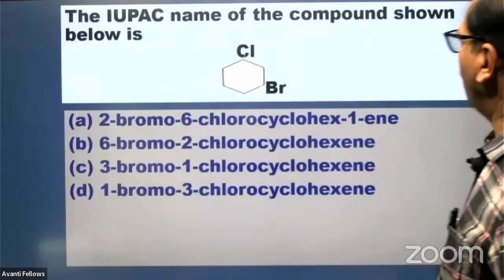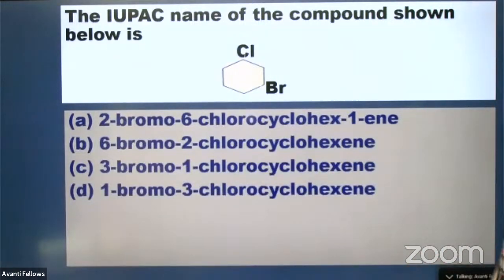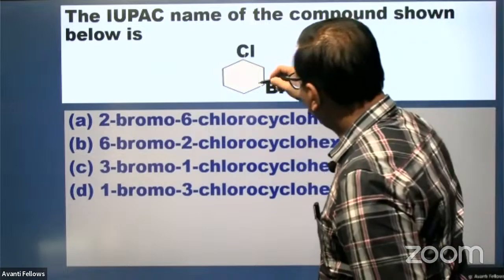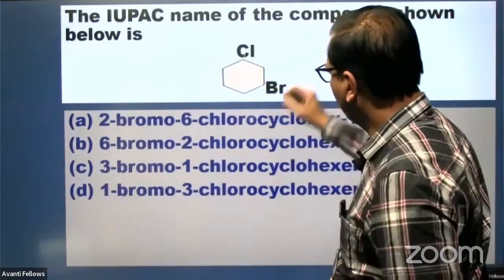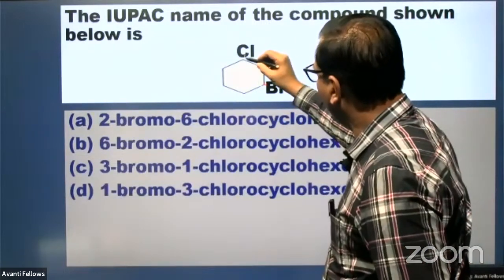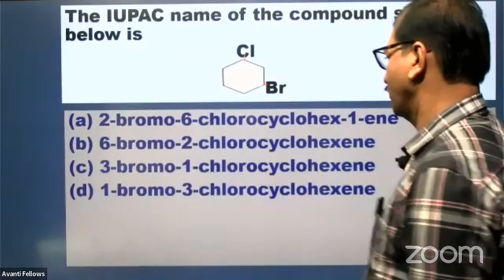Now, IUPAC name of the compound shown below is... Here a double bond is there, right? Para position, bromine and... Sorry, not para. Option D, sir. Sure? Or option C?